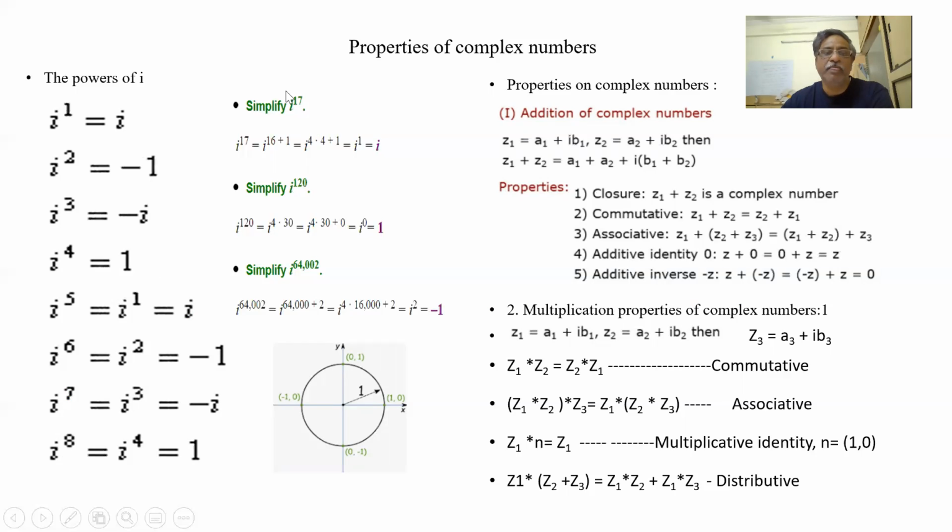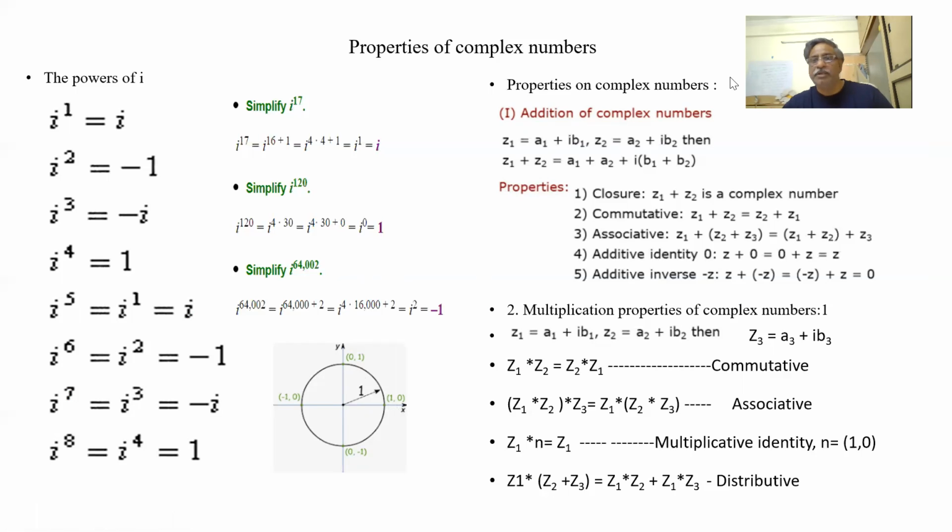So with i to the power of 17, up to i to the power of 16 it is plus 1, so it becomes i. i to the power of 120 is simply 1, because it is divisible by 4. i to the power of 602, so i squared is minus 1. Simple. So we have to see how the power of 4 is coming back to the x axis. We reduce it as i to the power of 4 into something, into i squared, so this is minus 1.